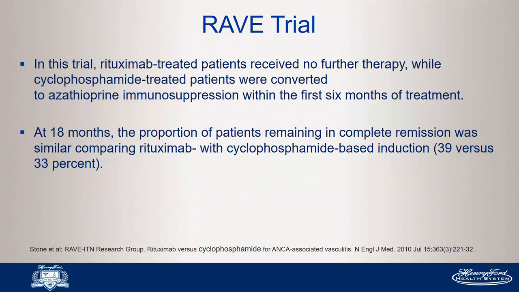Essentially, the cyclophosphamide group were on at least some therapy. They were on azathioprine even after achieving remission. The rituximab group didn't get any. But at 18 months, the proportion of patients remaining in complete remission was similar between the two groups, 39 versus 33%. So they maintained remission at 18 months, even though the rituximab group was not on any therapy after 6 months.